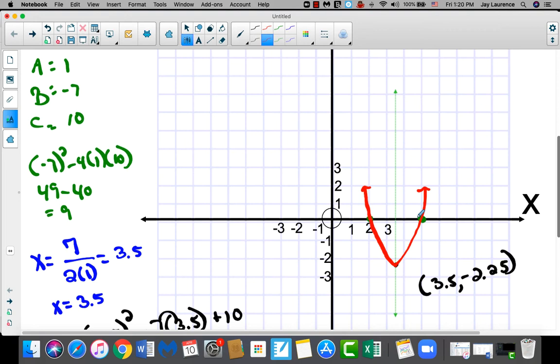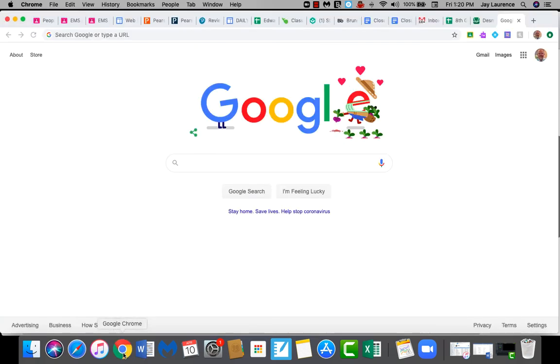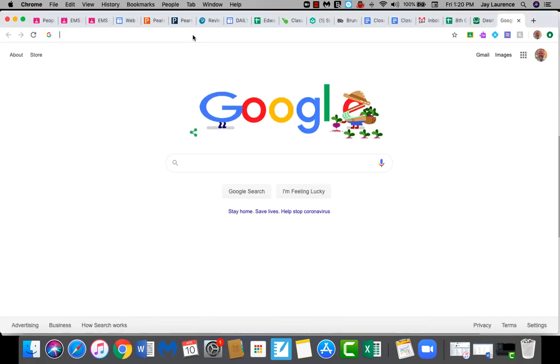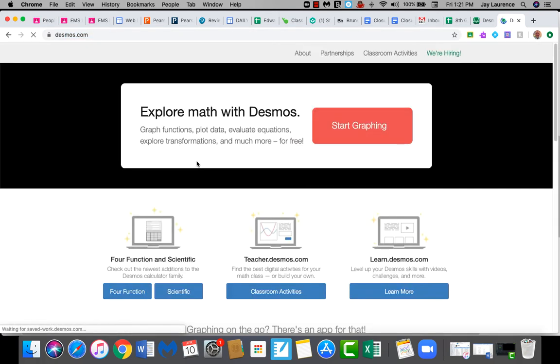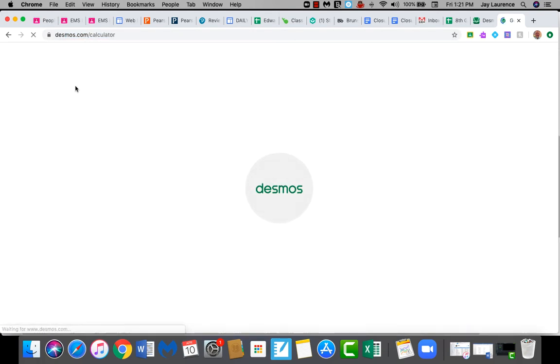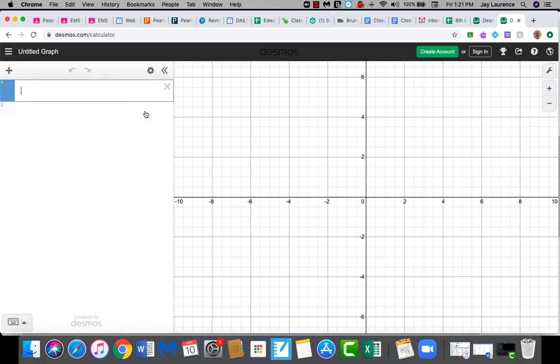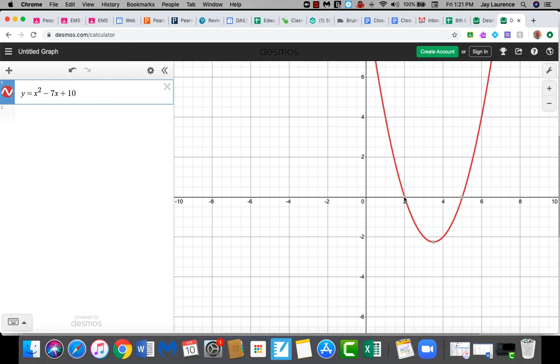Now, you can check your work on Desmos, and it will look much prettier. So let me get to Desmos here. Desmos.com. And my equation was y equals x squared minus 7x plus 10. And there you go. Look at that. My first 0 is at 2, 0. My next 0 is at 5, 0. Look at my vertex. 3.5, negative 2.25. There you go. And there's your parabola.